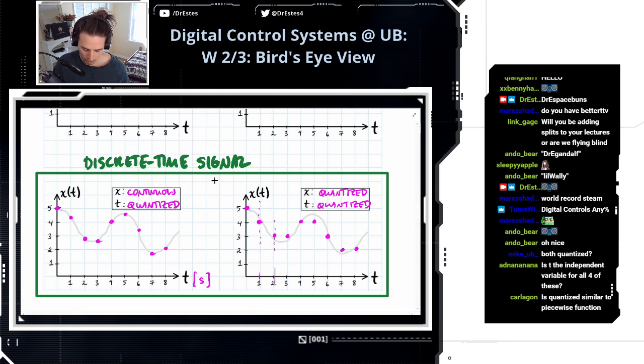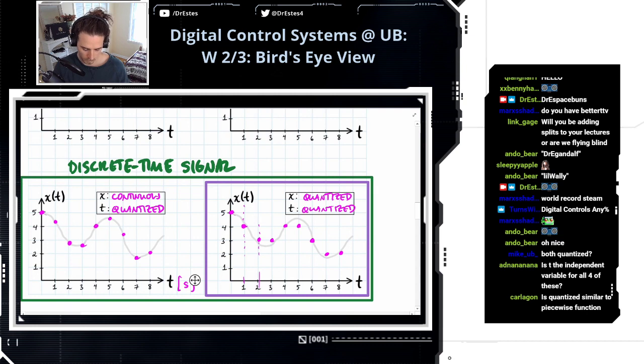And then this one where they're both quantized, this is what we call a digital signal. A digital signal will fall into this category, where x is quantized and t is quantized.